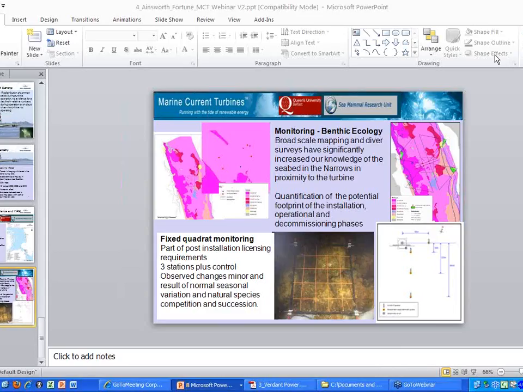Great, thanks for that. 2 more questions. This one, how is the turbine braked? Is it mechanical or electrical? And what is the effect of repeated shutdowns on the turbine?